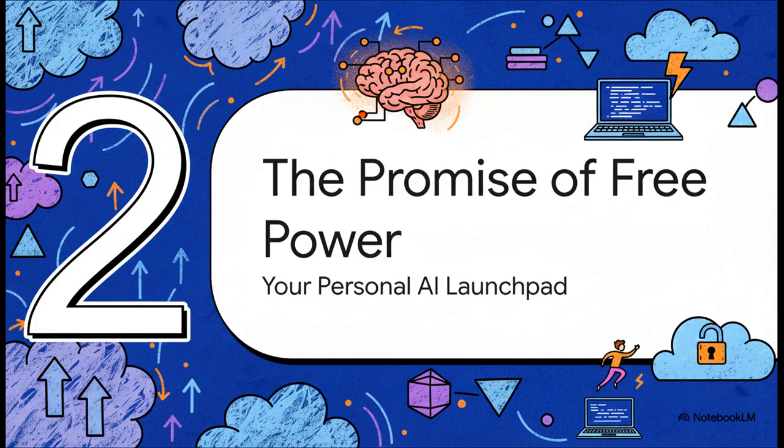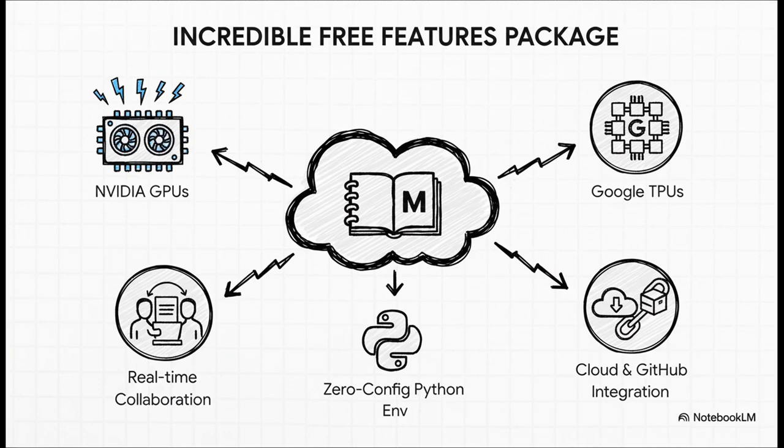Okay, let's get to the best part. The part everyone loves about Colab. The absolutely insane amount of computing power you get. For free. Think of this as your own personal launchpad into the world of AI. I mean, just look at this. You get a Python environment totally configured, ready to go out of the box. But the real showstopper? Free access to GPUs and TPUs. We're talking powerful NVIDIA GPUs and even Google's own custom-made tensor processing units, which are beasts for training big models. And as if that's not enough, you get real-time collaboration, just like in Google Docs.